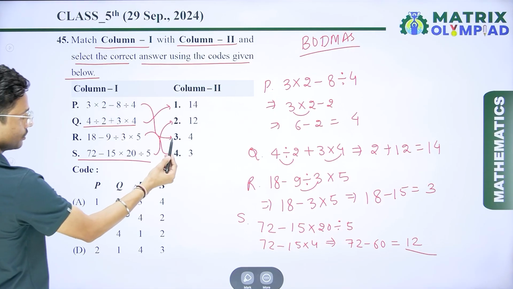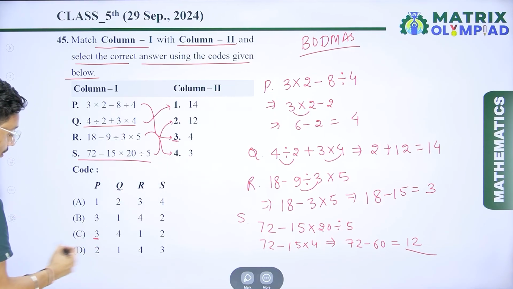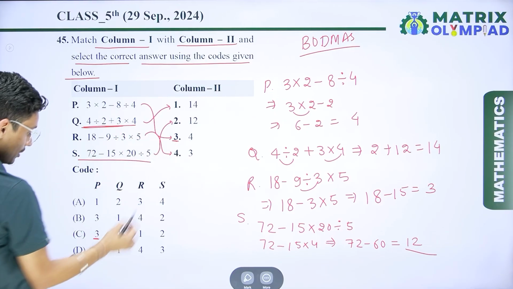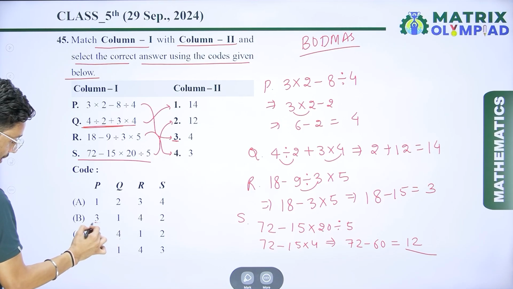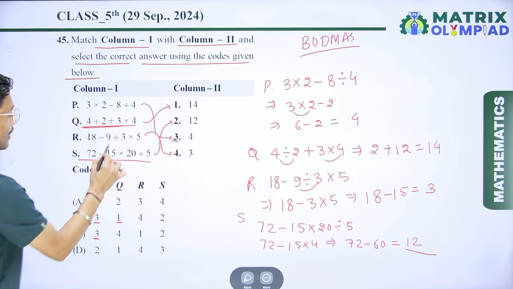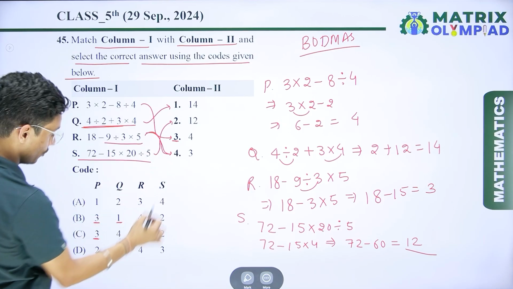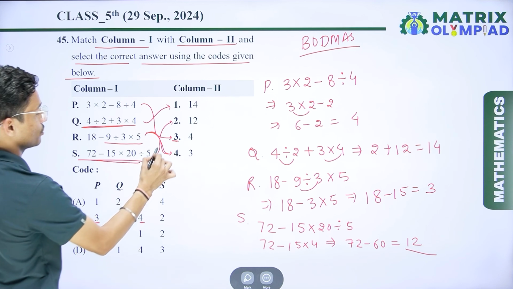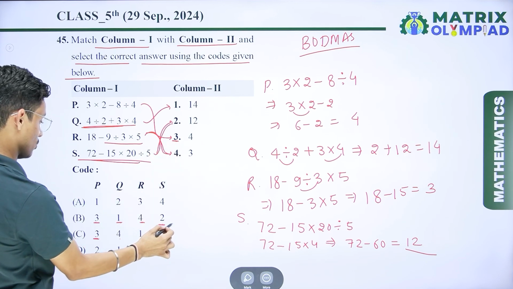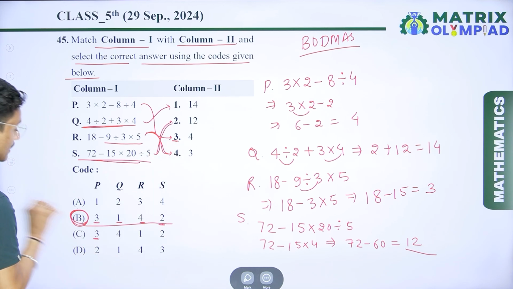So P is connected to third. Q is connected to 1. So Q is connected to 1, not here. So P is connected to third and Q is connected to 1. R is connected to 4 and S is connected to second. So here option number B is the correct answer.